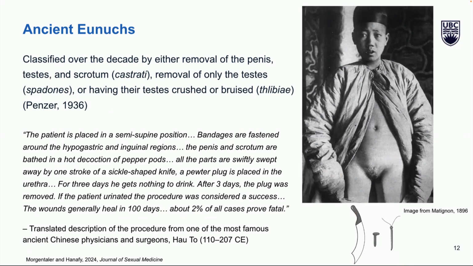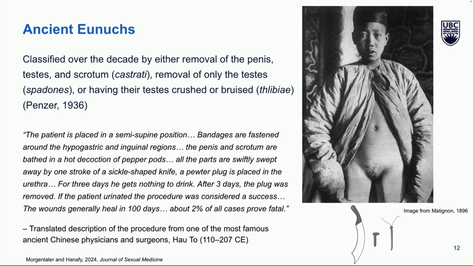The way that castration was documented in our eunuch population came in sort of 3 forms, either as full nullification, so the removal of the penis, the testes, and scrotum, only a bilateral orchiectomy, or the crushing or bruising of testes. The earliest documentation and translation of this procedure dates to a Chinese physician in the early Common Era, where a patient would be restrained. Surgical prep in the form of hot brewed pepper pods would be used, followed by a swift stroke of a sickled blade, as seen on the right bottom side there, to remove the appendages in one go.